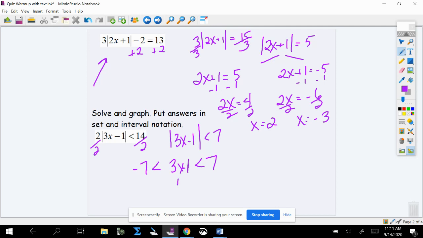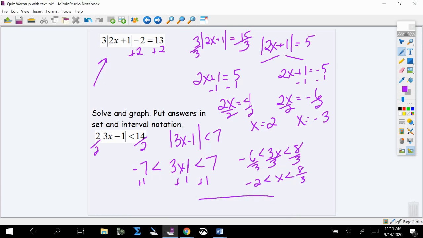To solve this inequality, we're going to add 1 everywhere. So we have -6 is less than 3x is less than 8, and then we're going to divide everything by 3. So we have -2 is less than x is less than 8/3, which doesn't reduce, so I'm just going to leave it as 8/3. That is called set notation. My graph goes from -2 to 8/3. These are both open circles because they're not included. We're going to connect between it. Remember, an and inequality looks like a sandwich.